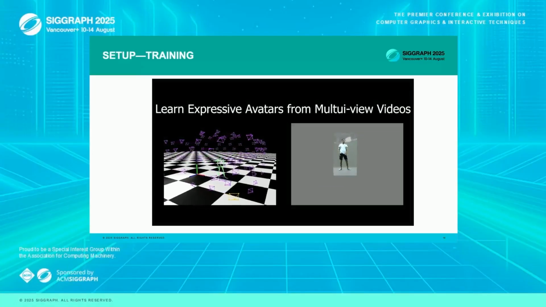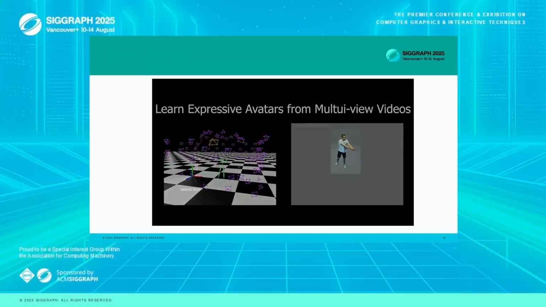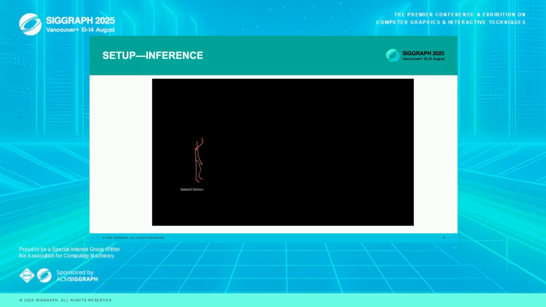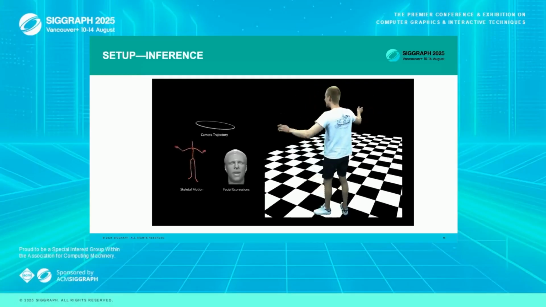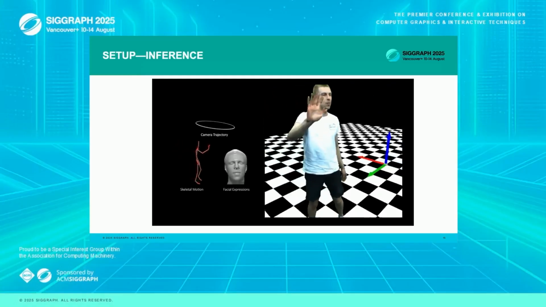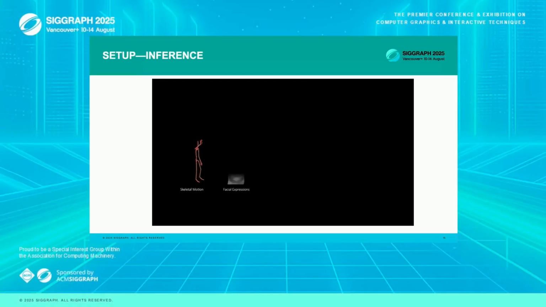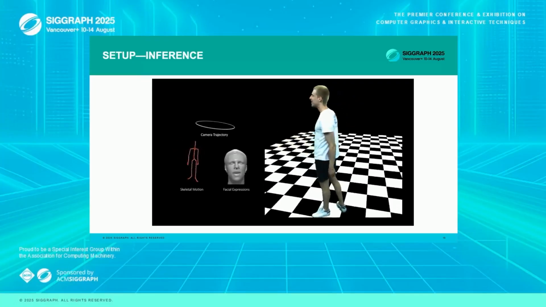To train our model, we use data from a multi-view calibrated studio with about 100 cameras. This dense capture allows us to learn a highly accurate actor-specific model for both geometry and appearance. And at inference time, our system is driven simply by the skeletal motion and expression parameters, allowing for real-time animation from any source that can provide this data, like motion capture files or even audio-to-gesture systems.